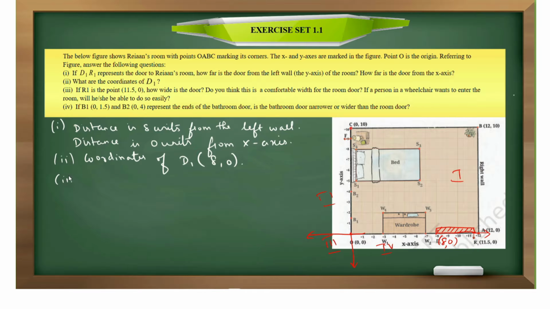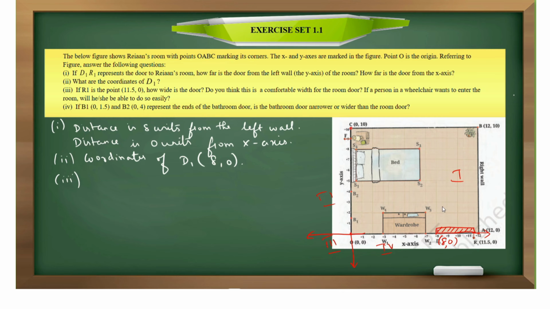Then the third one is, if R1 is the point 11.5 comma 0, how wide is the door? See here, the R1 point is 11.5 comma 0 and D1 is the starting point of the door, which is 8 comma 0. Now we need to find the distance or the width of the door. That is what the question is about. How wide is the door?